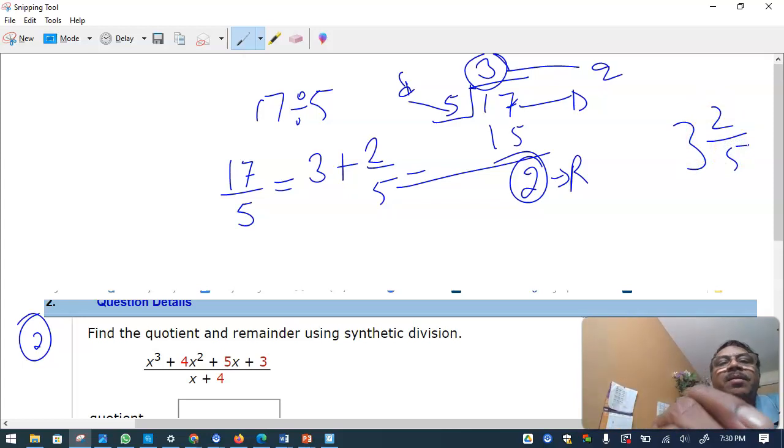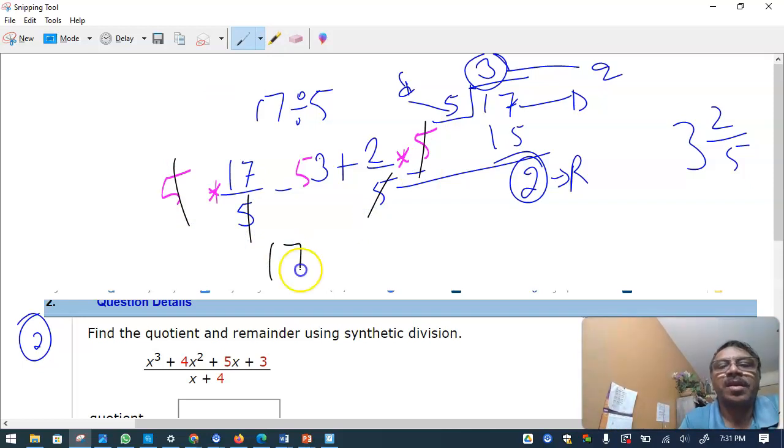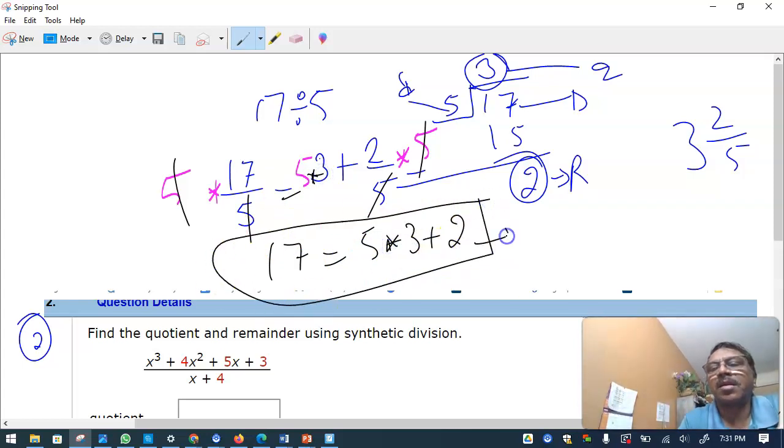Another way to write this is to multiply by 5 on each side. So multiply the 3 by 5 and multiply the other side by 5, cross out this, and you get 17 equals 5 times 3 plus 2. So this is another way to write the whole thing.